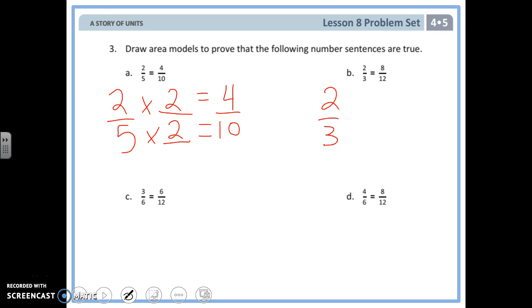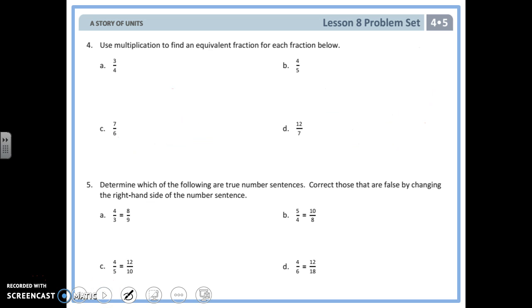2/3 times blank and times. So 2 times what gets me 8? 4. So I know that I must multiply my denominator by 4 to get 2/3 equals 8/12. And there you have it. That is lesson 8 of module number 5.